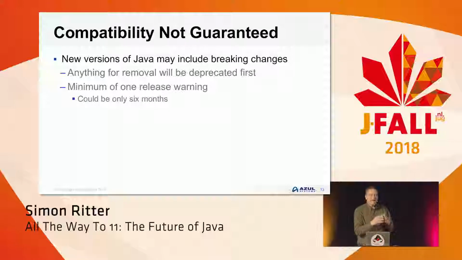So the key thing here is that compatibility is not guaranteed. And Oracle, again, have been quite specific about this, and they've said that new versions of Java may include breaking changes. They have also said that they'll be very nice about this, and they will give us warning. They will deprecate anything that's going to be removed before they remove it, and they will give us a minimum of 1 release warning. Well, that's good, because if they gave us less, that would be no warning at all. But it means that it could be only 6 months between something being deprecated and something being removed from the JDK.